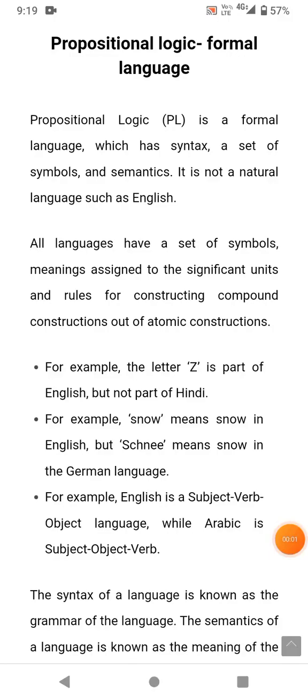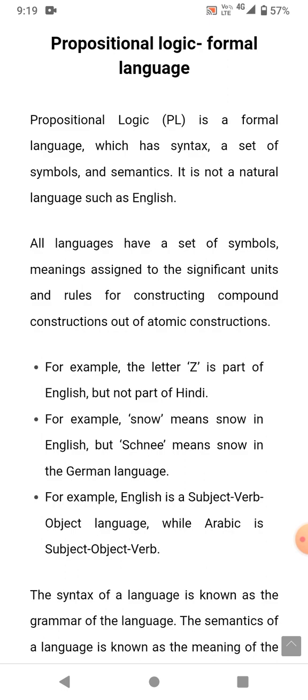What is propositional logic? Propositional logic is a formal language. It is also known as sentential logic or logical statement, which has syntax, a set of symbols, and semantics. All language has a set of symbols, meanings assigned to significant units, and rules for constructing compound constructions out of atomic constructions.